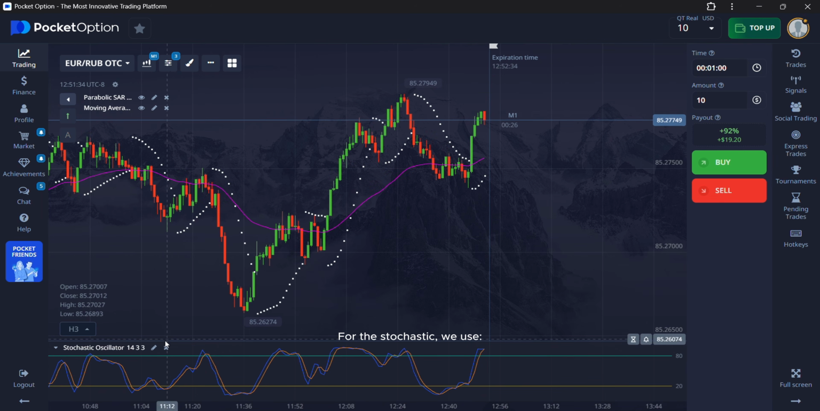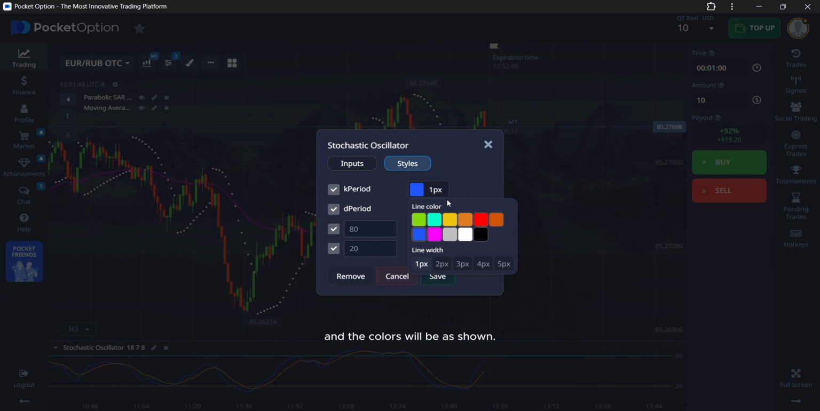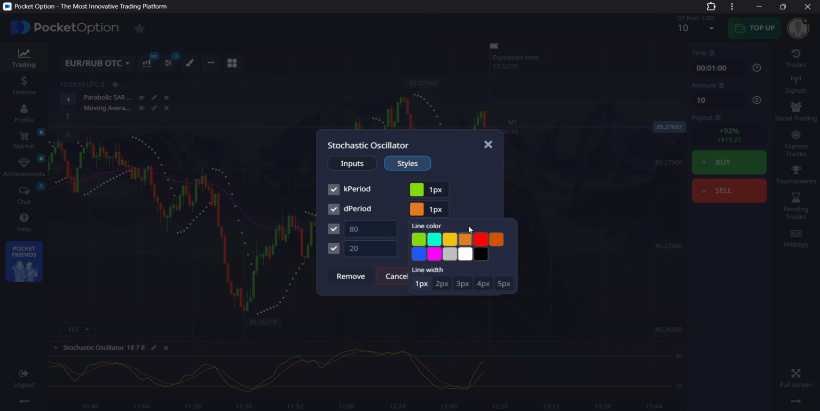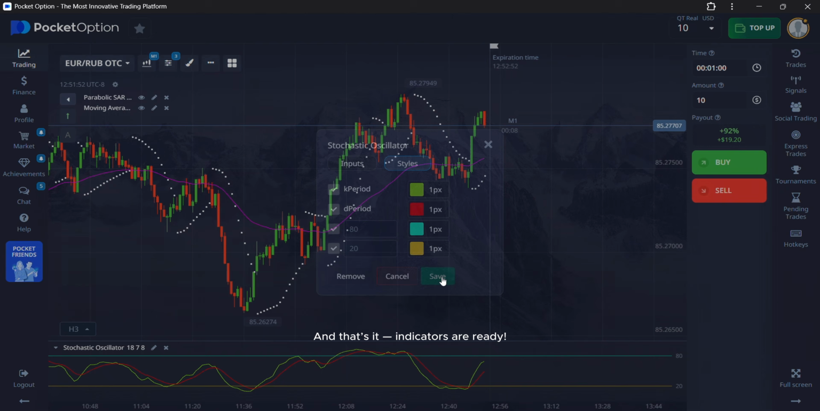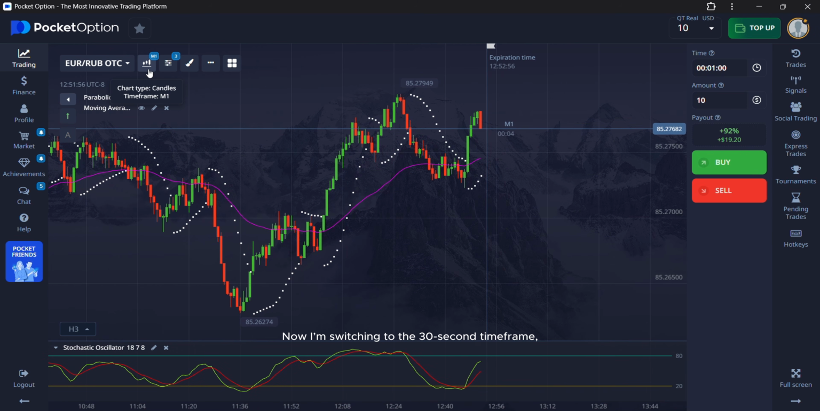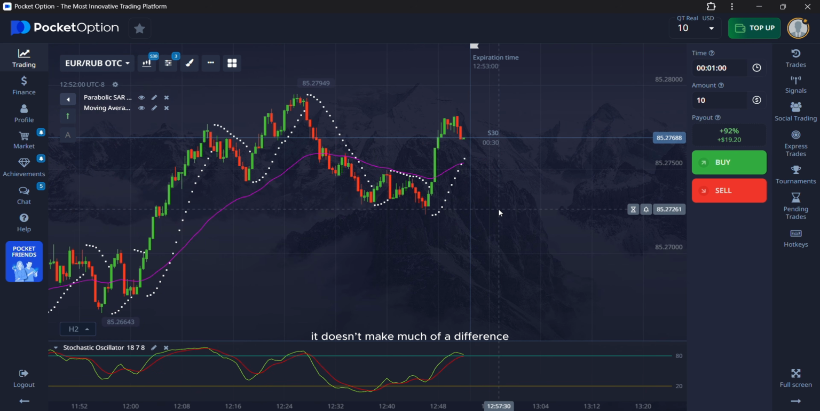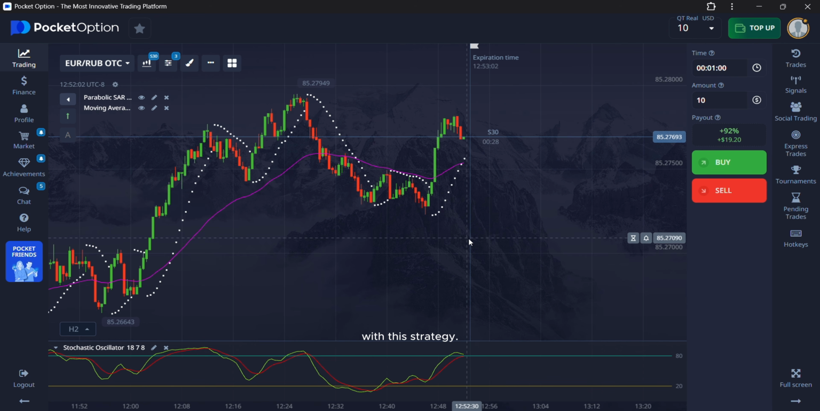For the stochastic we use K period 18, D period 7, and smoothing period 8. The MA type will also be MA, and the colors will be as shown. And that's it. Indicators are ready. Now I'm switching to the 30-second time frame, but you can totally use the 1-minute one too. It doesn't make much of a difference with this strategy.